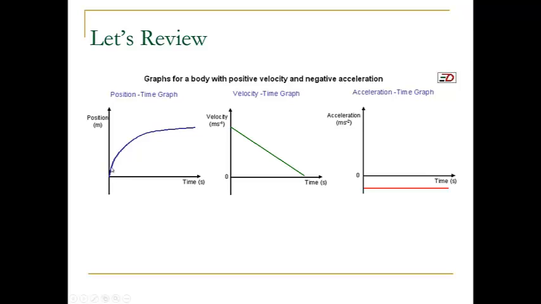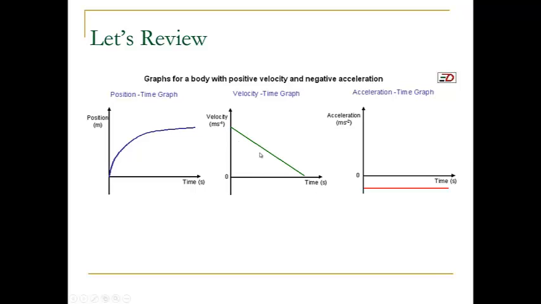But look at your slope. Your slope is getting flatter and flatter as you move on. The slope of a position versus time graph is your velocity. So you're moving in the positive direction, but your acceleration is negative, so you're slowing down.